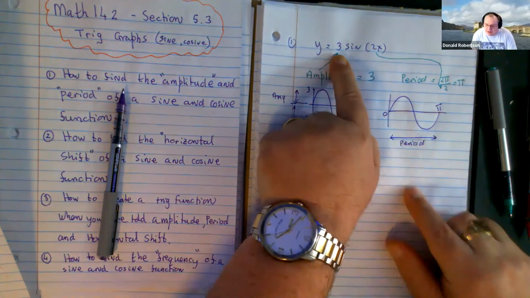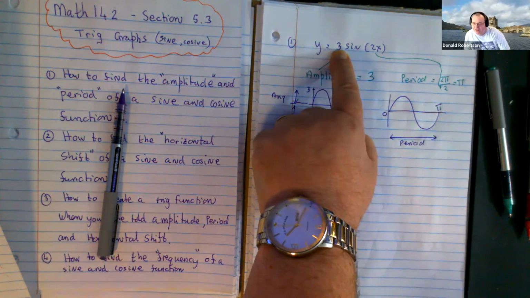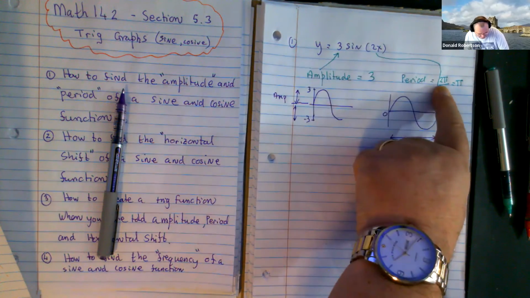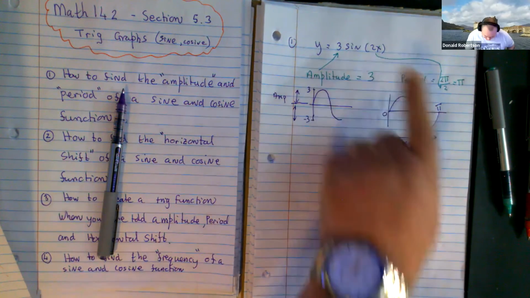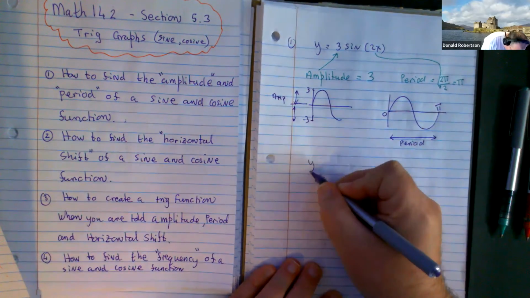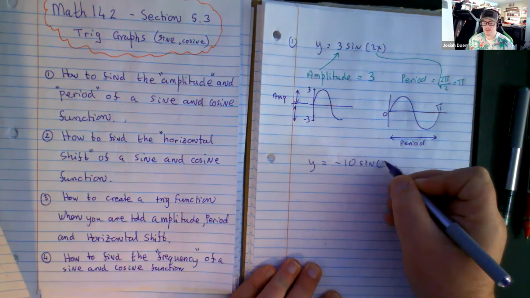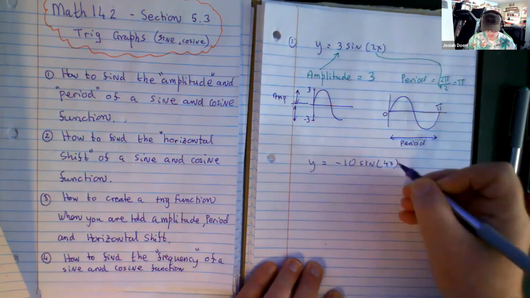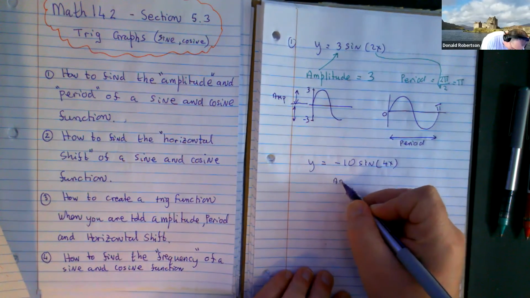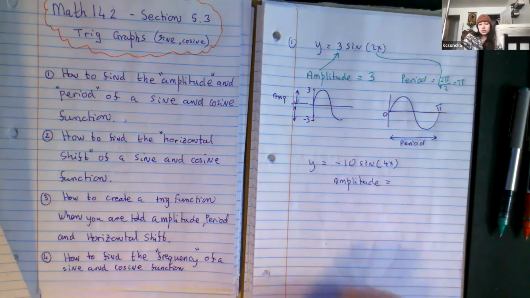So far, so good. So if I give you a sine or a cosine function, the amplitude is connected to this number, and the period is simply take 2 pi and divide it by that coefficient. Now, just so you don't get too caught up with the wrong idea. What would the amplitude be this time? Would it just be 10?